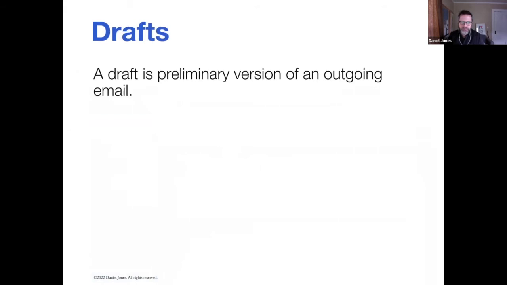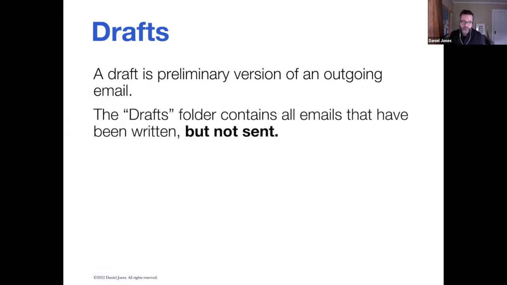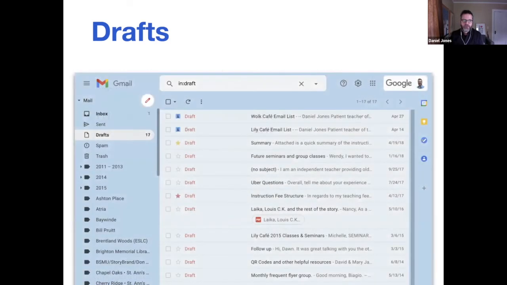Drafts. A draft is a preliminary version of an outgoing email. The drafts folder contains all emails that have been written but not sent. So in my drafts folder, I have 17 emails that I have not sent. I started to type up an email and I never hit the send button.